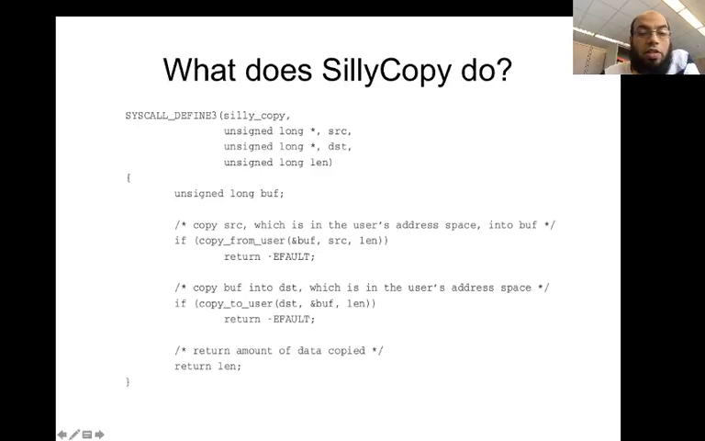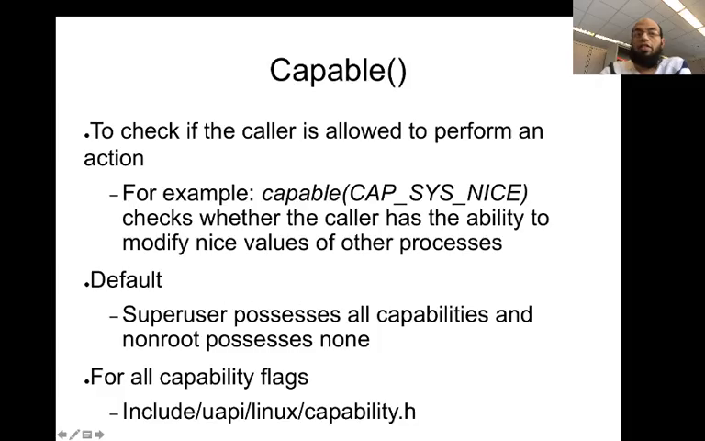So it literally does nothing. It just takes input from the user and copies the input from the user into the kernel space, and then copies the same input from the kernel space into the user space. So it does nothing, and then it returns the len. So this is a very, very dumb system call.